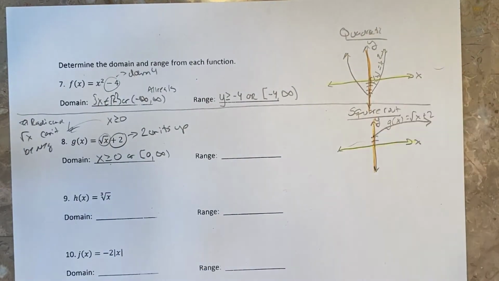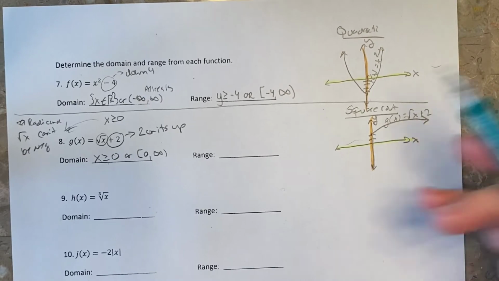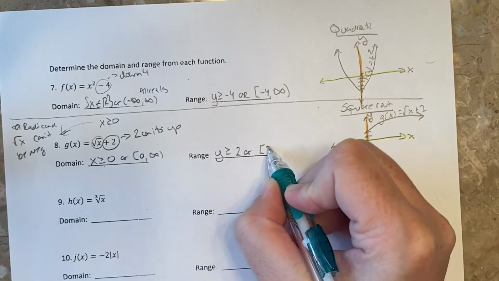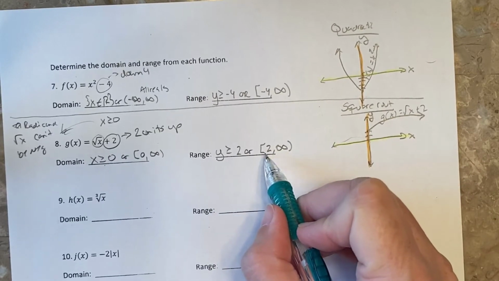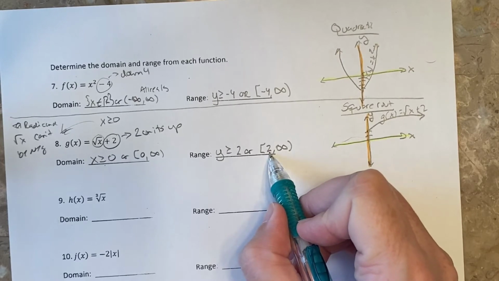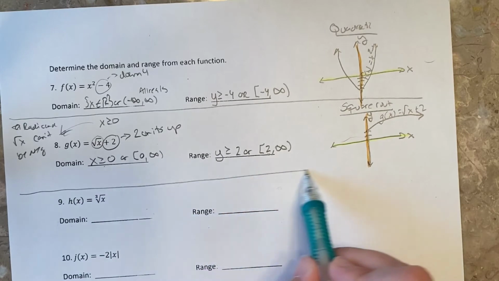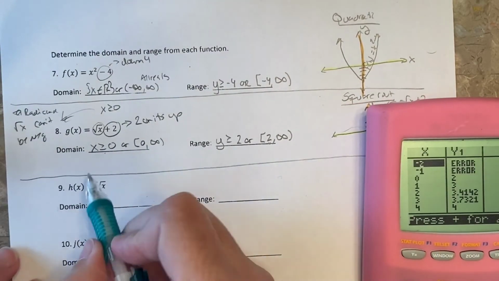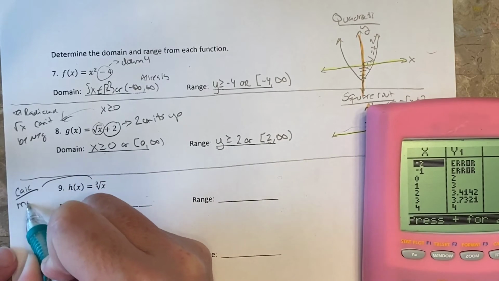Okay, range, down to up. So the first number it hits is positive 2, and then it goes up to infinity. So y is greater than or equal to positive 2, and then again, don't forget this has to be in numerical order. Like you could not have the infinity first. The 2 has to come first. Okay, done. Next one.